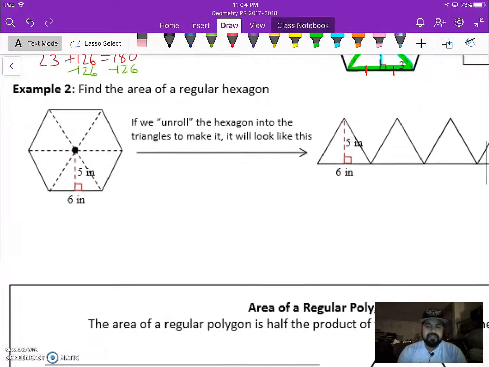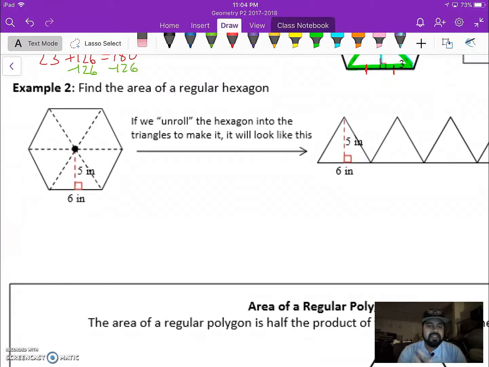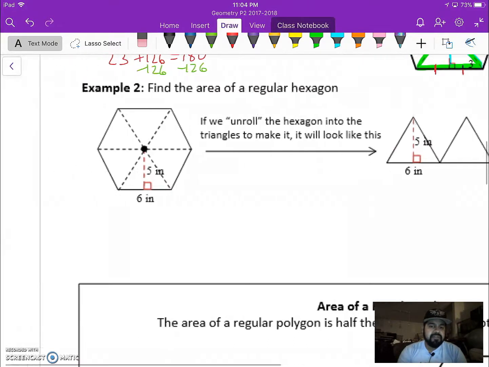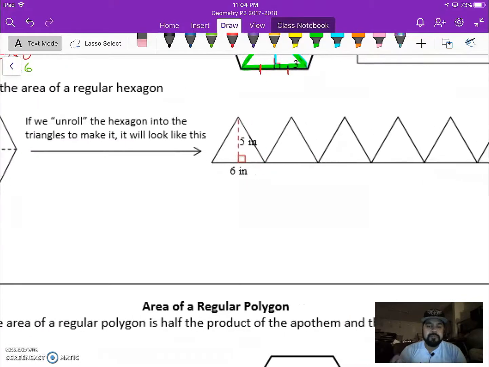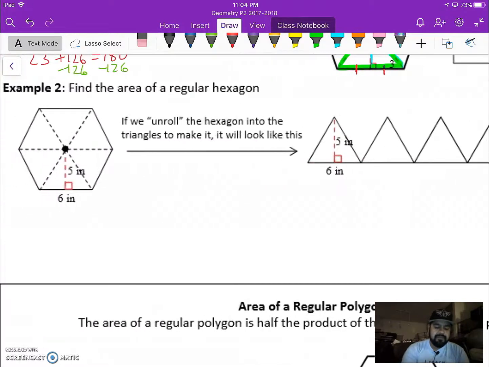Now right here on example 2, we're going to find the area of this regular hexagon, and what we have done is we've unrolled this hexagon to make it into triangles. We know the formula for finding the area of a triangle. We know that that's 1/2 base times height. Well, thankfully for us, the base length is 6, the height is 5. So all I do is plug this into my formula.